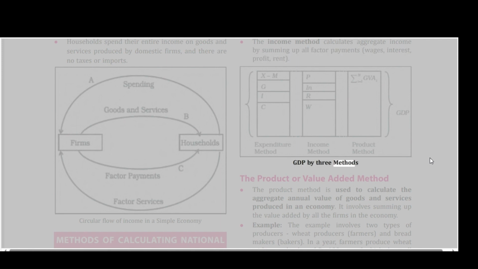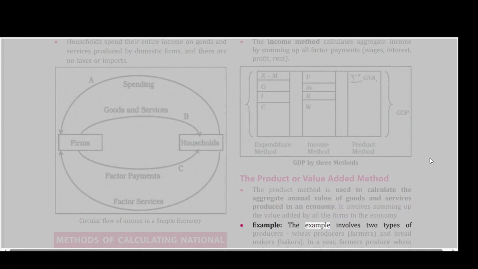GDP by three methods. The product or value-added method. The product method is used to calculate the aggregate annual value of goods and services produced in an economy. It involves summing up the value added by all the firms in the economy.